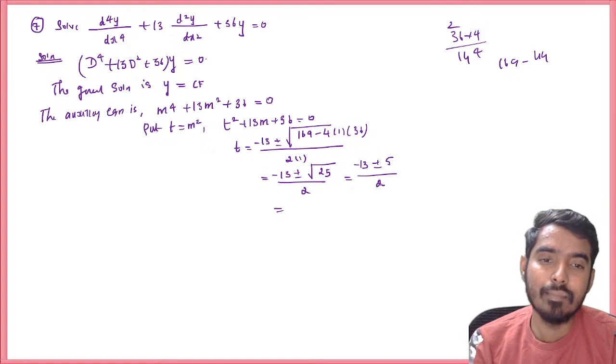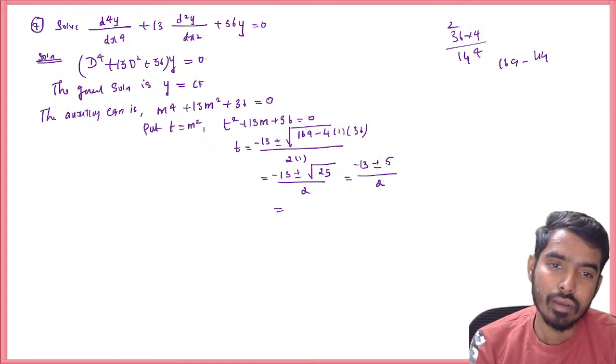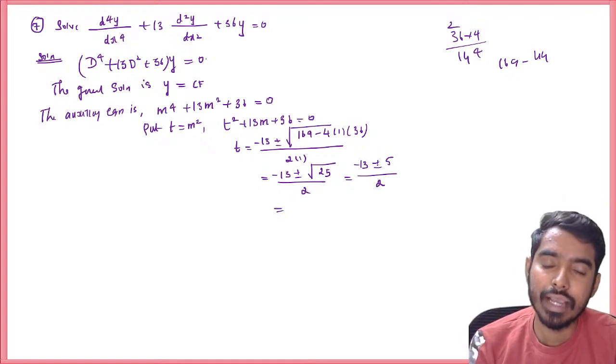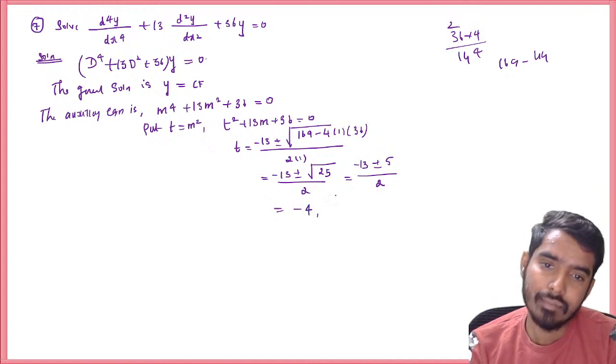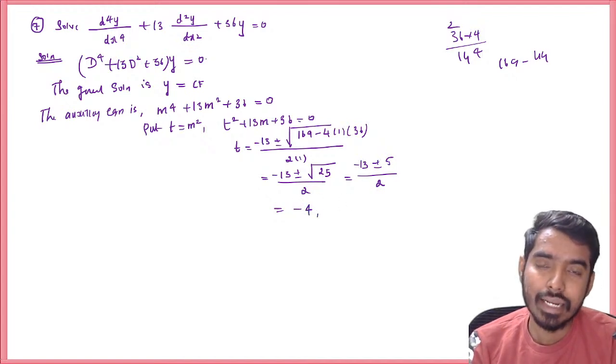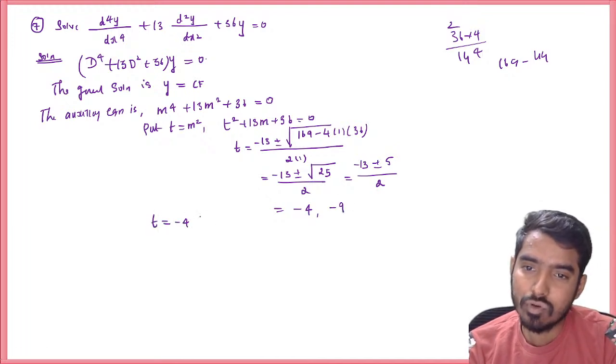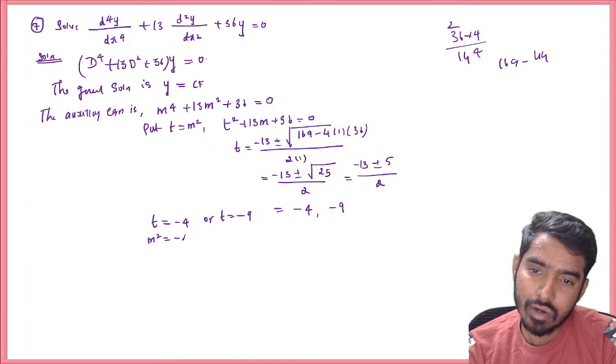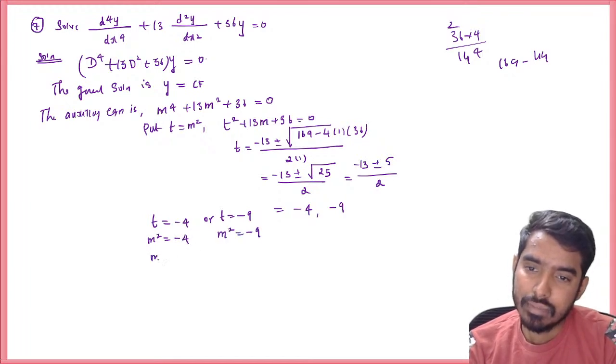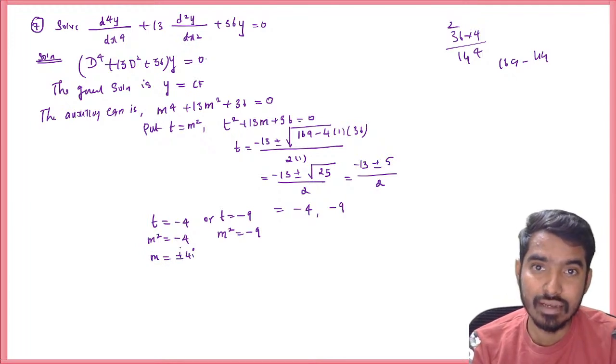So minus 13 plus 5 is minus 8, by 2 is minus 4. Minus 13 minus 5 is minus 18, by 2 is minus 9. Right? Therefore, t is equal to minus 4 or t is equal to minus 9. We know t is m square. So m square is equal to minus 4 or m square is equal to minus 9. m is equal to plus or minus 4i, right? Because you have minus here.